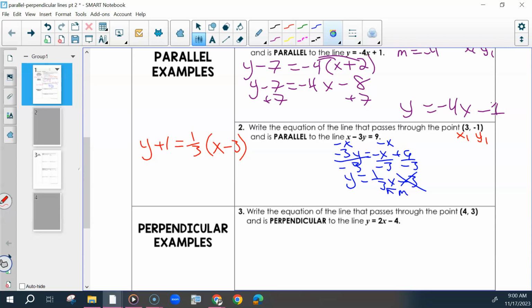Then the work is the same. Distribute. And subtract 1. What is our final equation? y equals 1/3 x minus 2. Again, parallel to the original, it goes through that point with a different y-intercept. Questions on that one?